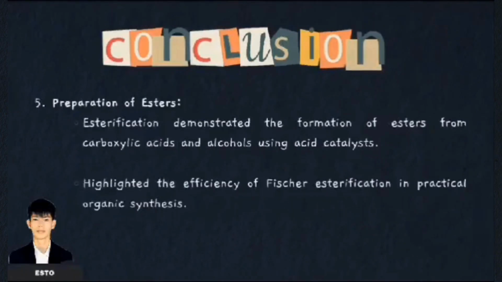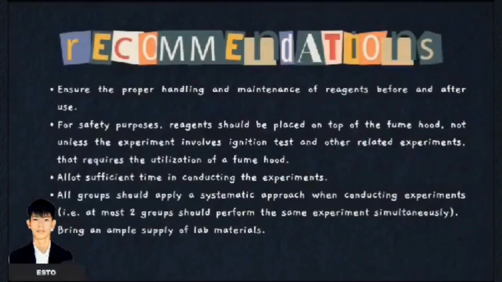Number 5. Preparation of esters. The esterification experiments highlighted the process of forming esters from carboxylic acids and alcohols using acid catalysts. The successful synthesis of esters confirmed the practicality of Fischer esterification, demonstrating the importance of reaction conditions in achieving high yields. Now, let us move on to the suggested recommendations.